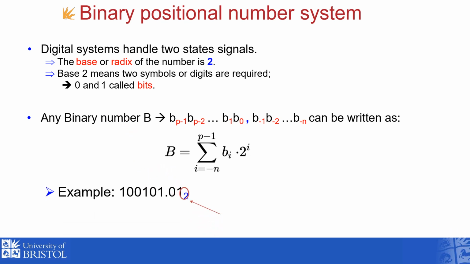Here's a very small example. Notice that in order to make clear that we are using the binary system, we put this 2 over here as a subscript. You can do, of course, that with every numbering system. We never do that for the decimal system because we take it for granted.